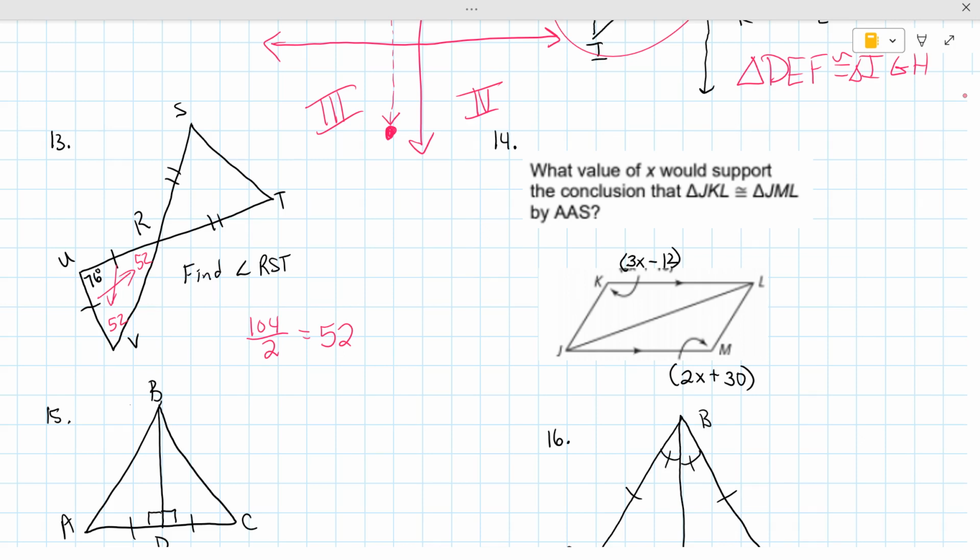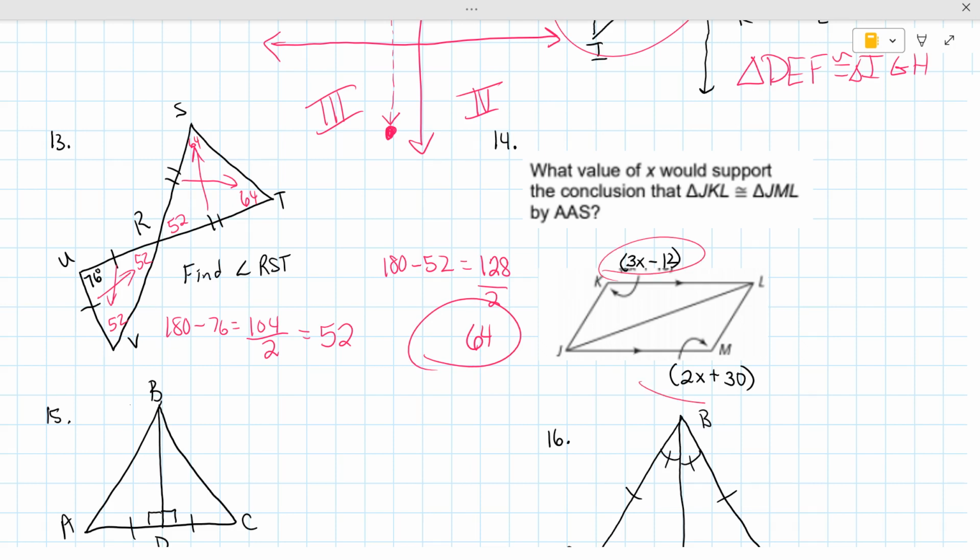Then, by vertical angles, this is 52. And so, since those are congruent sides, those two are congruent angles. So again, you take 180 minus 52, and what do you get? 128. And then take 128 divided by 2. What do you get? So each of these angles are 64. And then RST is what we're looking for, so that's 64.